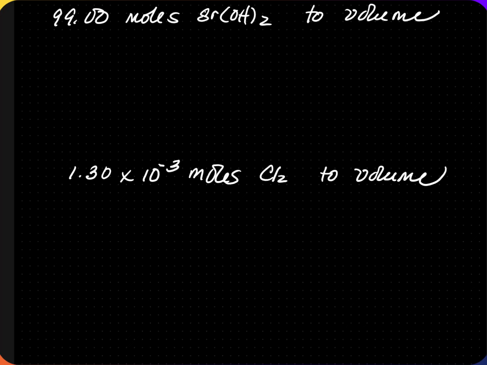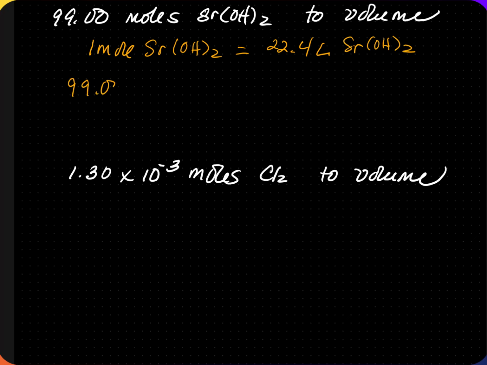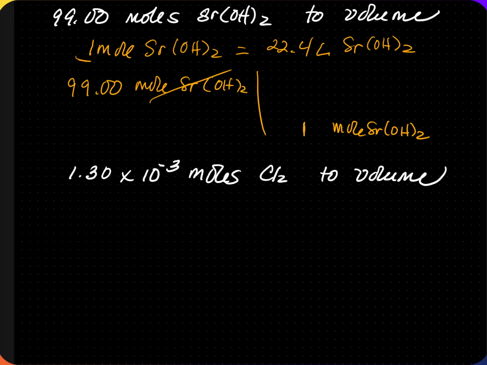Since we have moles and we're converting to volume, we know this is molar volume. So 1 mole strontium hydroxide is equal to 22.4 liters of strontium hydroxide. So we're going to start with what's given, 99 moles of strontium hydroxide. Diagonals have to cancel out, so this is moles. This has to be moles of strontium hydroxide. The number in front of moles is 1, so we put 1 here. This is equal to 22.4 liters, so 22.4 goes on top.